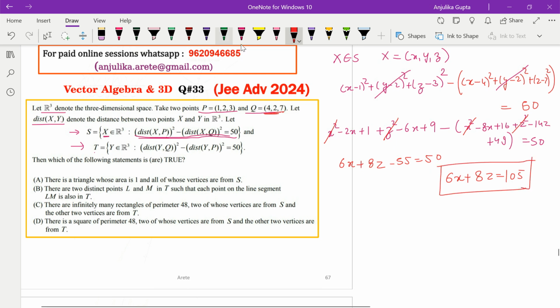Do you think it's the equation of a plane? Basically all the points in the set S are lying on this plane. So all x belonging to S are on this plane. Now, can you decode the T also? Do you think I need to do similar work? No, because it's exactly the same thing, just that you can take a minus out.